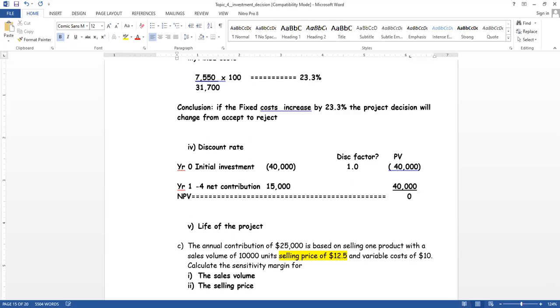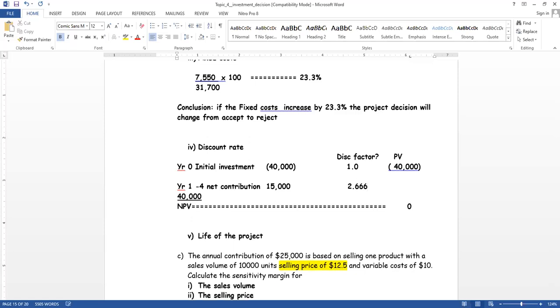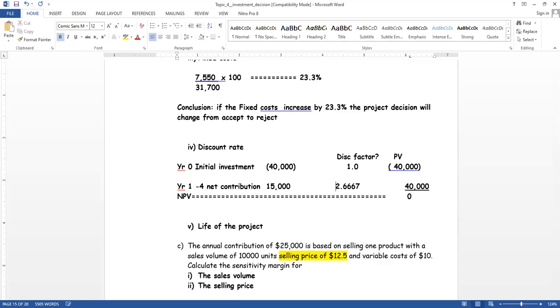2.67, 2.667. So what does it imply? That you are going to go to your annuity tables and look for the closest figure, and you see where it falls. 2.667, that would be our discount factor. When you check your tables, where does that one fall? Under what rate?